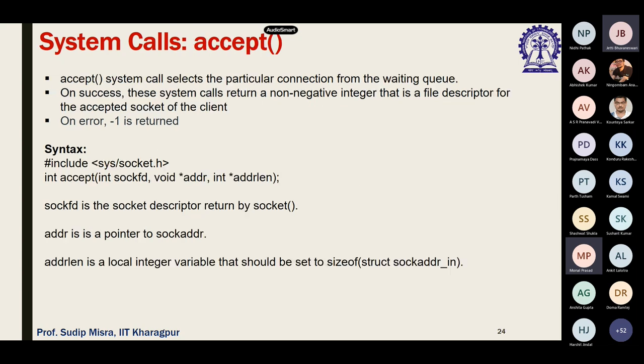Then what happens? A connection request is sent by the client to the server. The server has to accept, right? So this accept system call will select a particular connection from the waiting queue. One of them it is going to take up, maybe the first one that has come. On success of the execution of this function, the system call returns a non-negative integer that is a file descriptor for the accepted socket of the client. And if there is an error, -1 is returned.